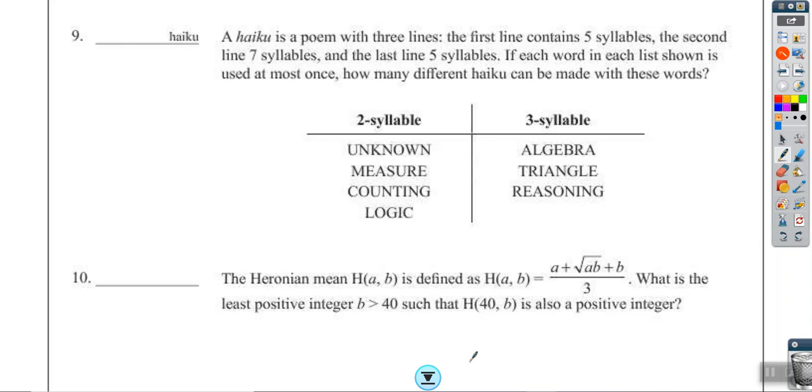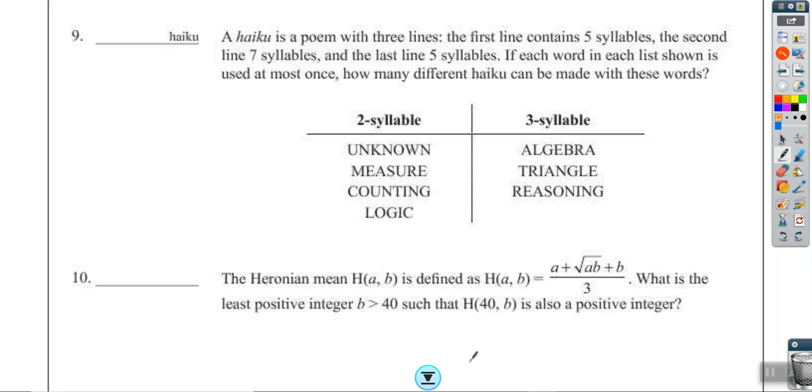Alright, so a haiku is a poem that has a syllable pattern. It goes five syllables in the first line, seven syllables on the second, five syllables in the last. And so we are going to create a haiku using these seven words. The seven words are divided into two-syllable and three-syllable words. Those are the only words we're allowed to use.